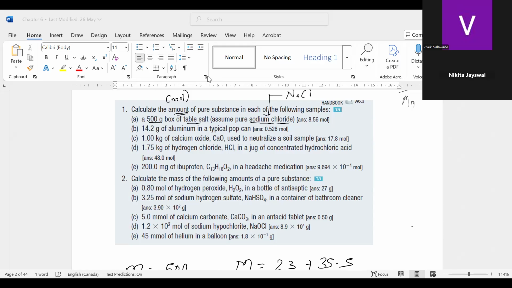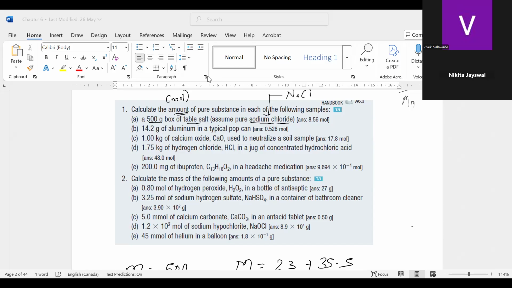Yes, it is 35.5, or 35.45 on your periodic table. I was looking at the one beside it on the periodic table. Okay, no problem. Makes sense.